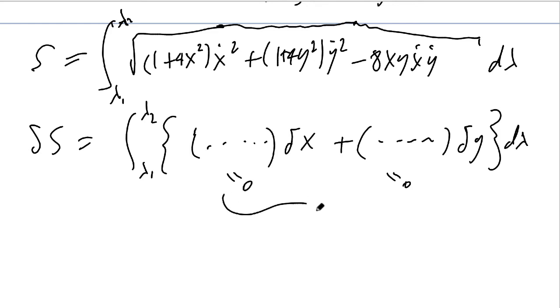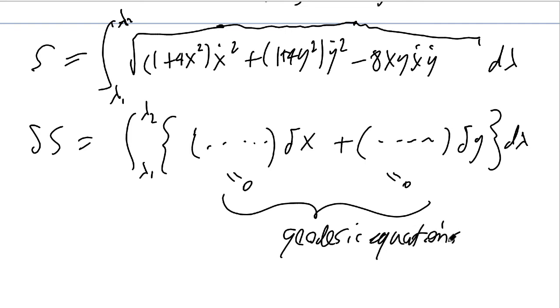So these are the geodesic equations. As you can see, they will be second order differential equations, a system of second order differential equations. Now, they're going to be fairly complicated. It's probably not possible to solve them analytically, but you could solve them numerically.